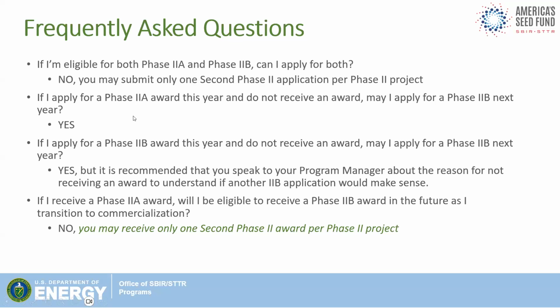But that is only if you didn't receive your prior second Phase 2 award. So you only get one second Phase 2 award. You can get a 2A or a 2B. You cannot get both. However, if you didn't get a Phase 2B and you're thinking about applying for it again the following year, make sure you completely understand the reason you didn't get an award, because you want to understand if that actually makes sense to resubmit.